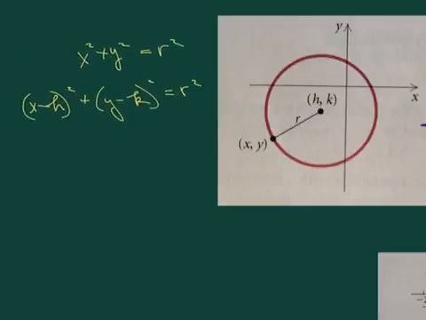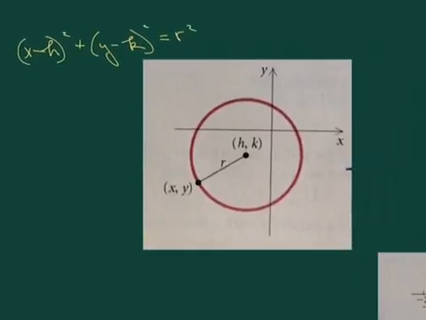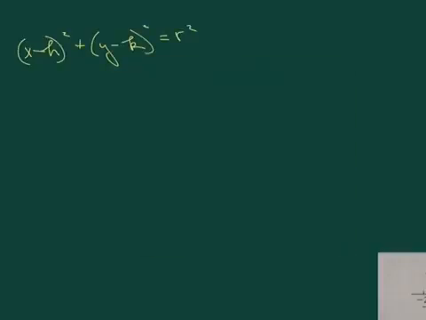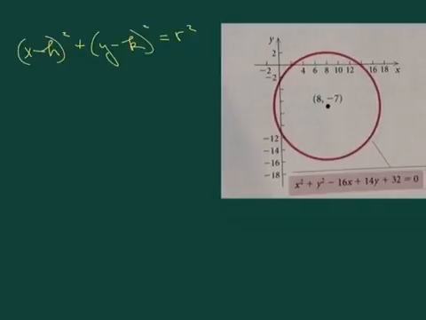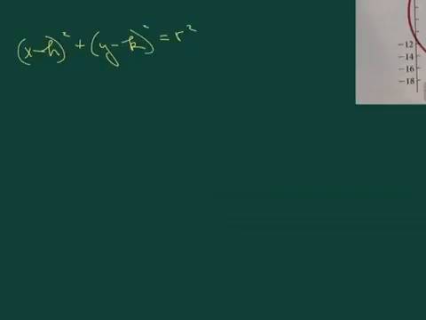Alright, so what we're going to do is get rid of this formula because we don't really care about it, and we're going to use this one. And let me get rid of this and pull up example 1. Here is the formula for this circle, and they want us to find the center and the radius, and then graph the circle, which is what the graph looks like. But let's pretend like we don't have that. So we have x squared plus y squared minus 16x plus 14y plus 32 equals 0.